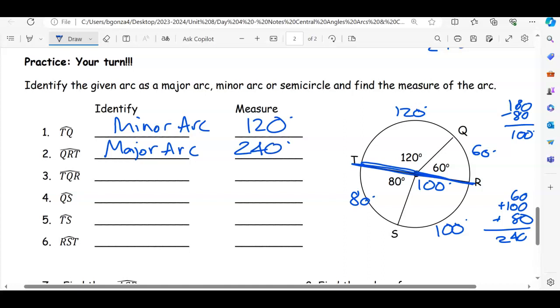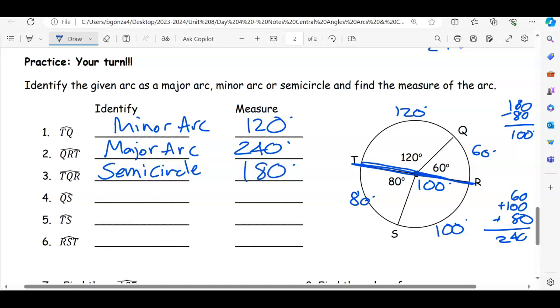Okay, now what about TQR? If you follow T to Q to R, that is the diameter, which means it's exactly half. What do you call exactly half a circle? A semicircle. Y'all know that? Half is semi. And how many degrees is that half circle? 180.